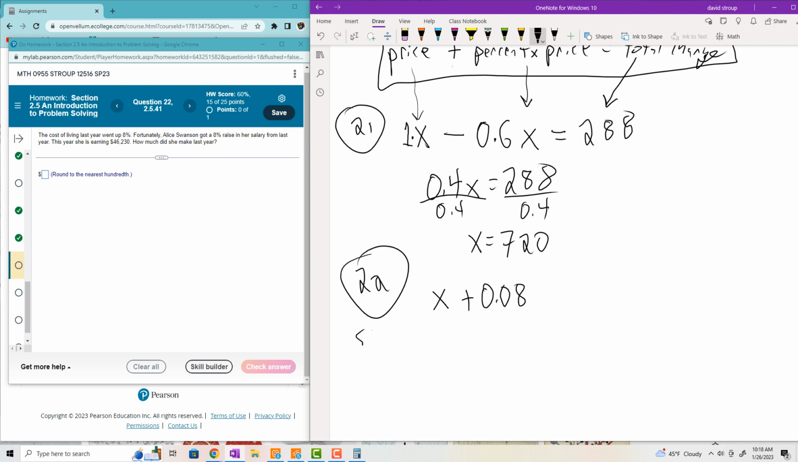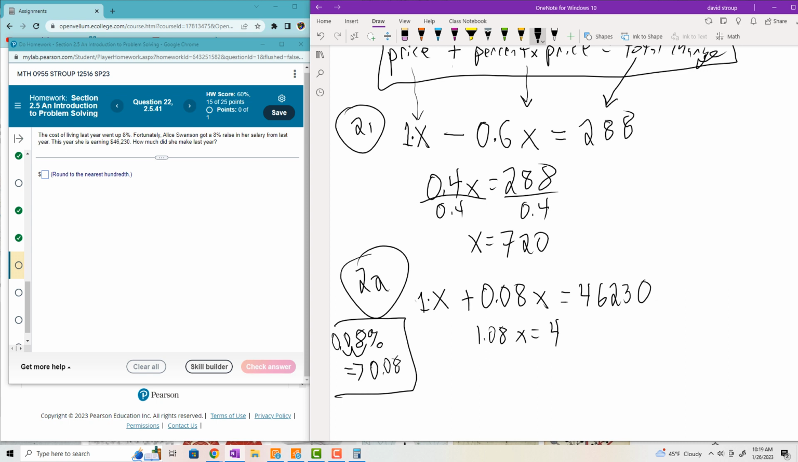Remember, when you convert a percent over to a decimal, you're moving 2 places to the left, so this would be 0.08. So it's the original salary plus an extra percent of that salary, so 0.08 of, means multiply, x, and that equals the new salary, which is now 46,230. Adding together, x is the same as 1x, so 1 plus 0.08 is 1.08x. And that equals 46230.